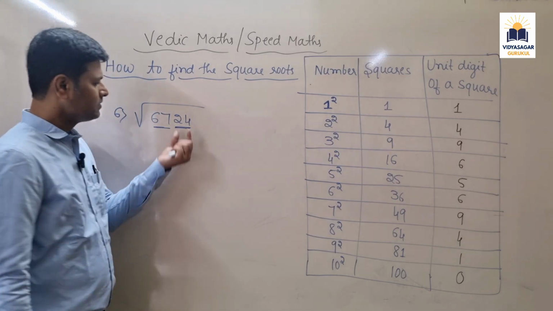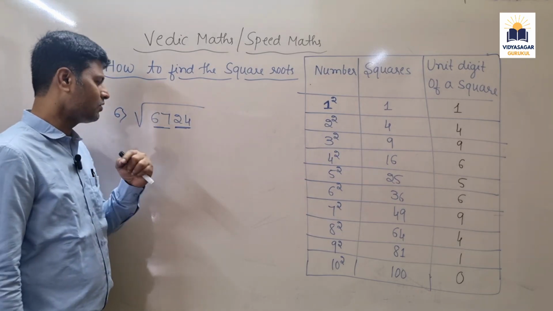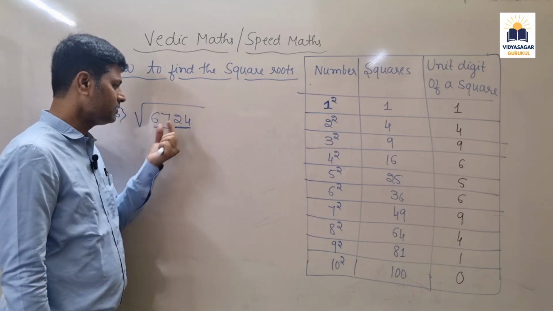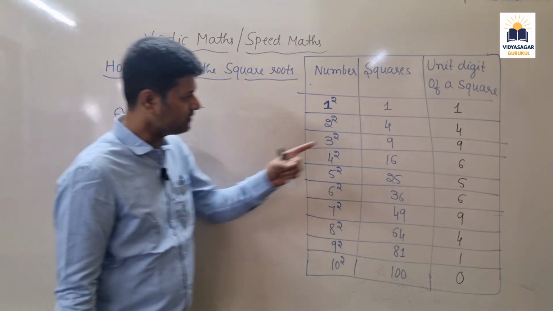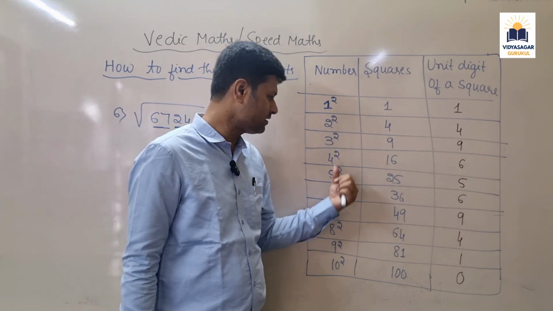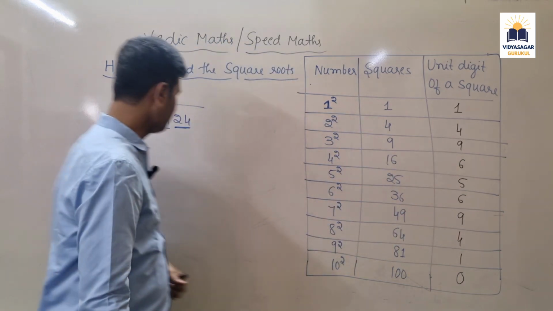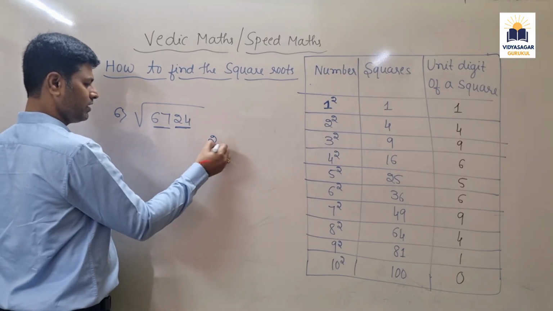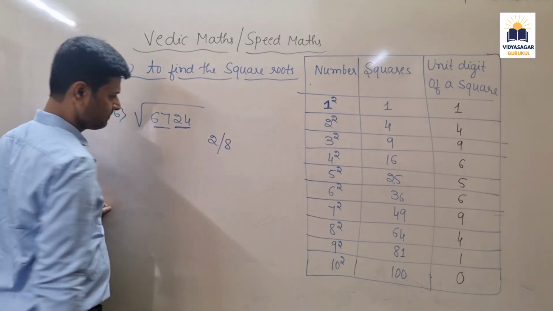So in this part, the last column is the unit digit of a square. So here you have to check which is the unit digit of 24. So it is 4, and which square is ending with 4? 2 square is ending with 4, as well as 8 square is ending with 4. So you can easily remember, it is not difficult for you. So one is 2 square and one more is 8 square.